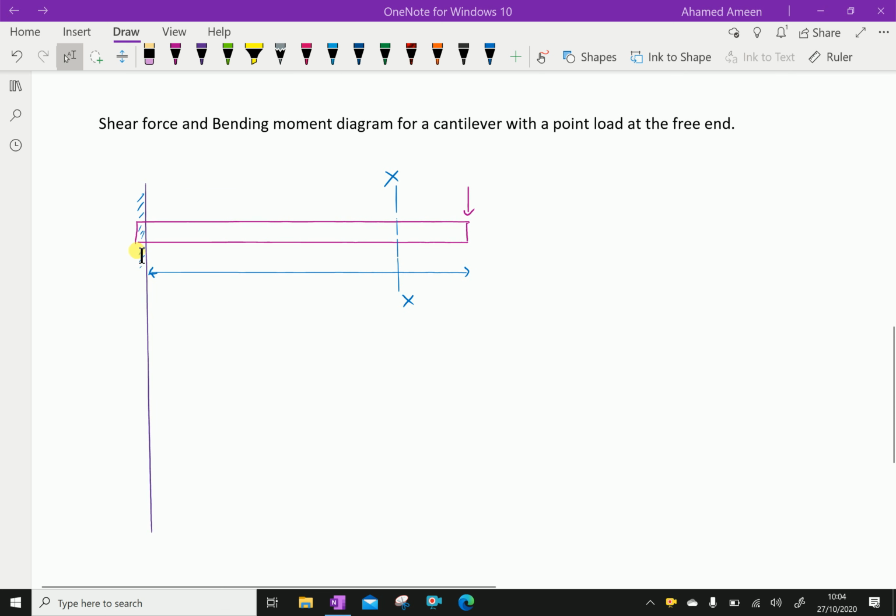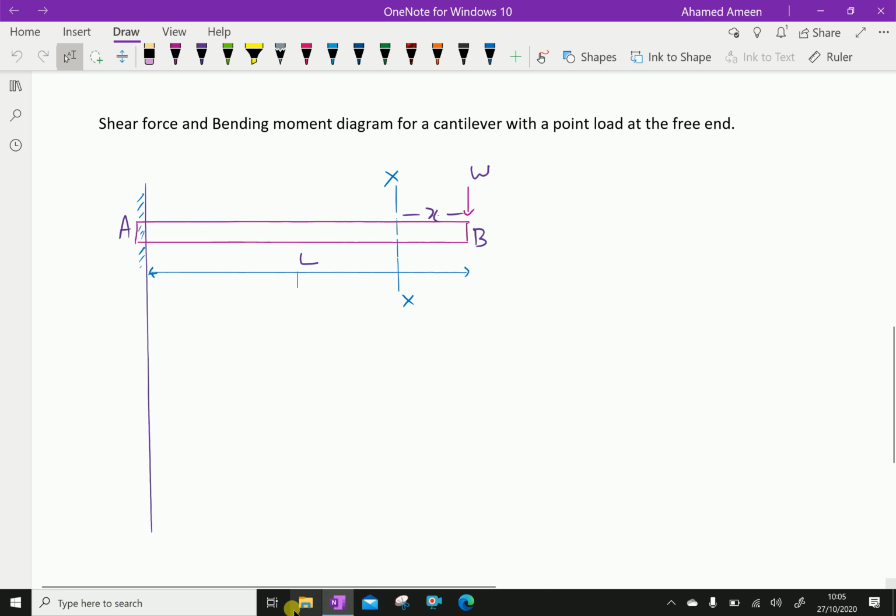Look at this figure. This is a cantilever fixed at one end and free at the other end, and load W is acting at the free end. Now consider a section XX which is x distance from the free end. The cantilever here is AB. The length is L meter.